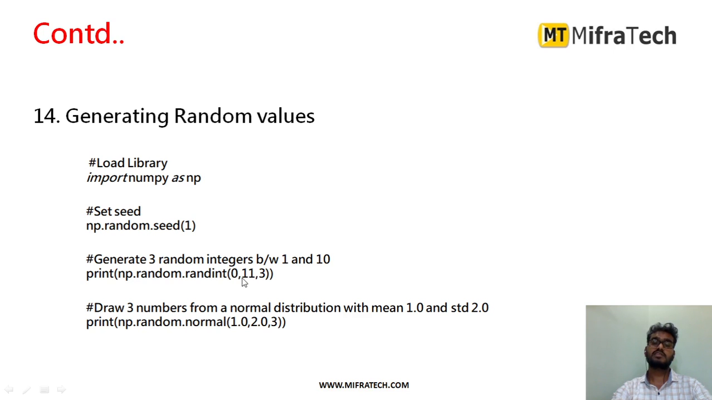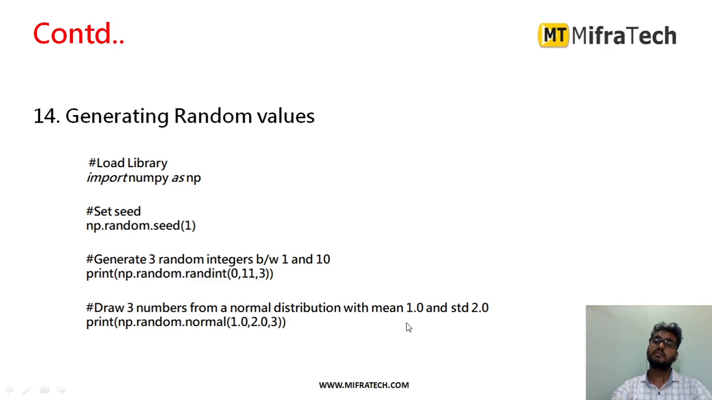First we will enter the starting point, then the ending point, and how many values you want. After passing all these parameters, I am going to get an output of 3 random integers between 1 and 10. In a similar way, we can also generate random numbers for a normal distribution.